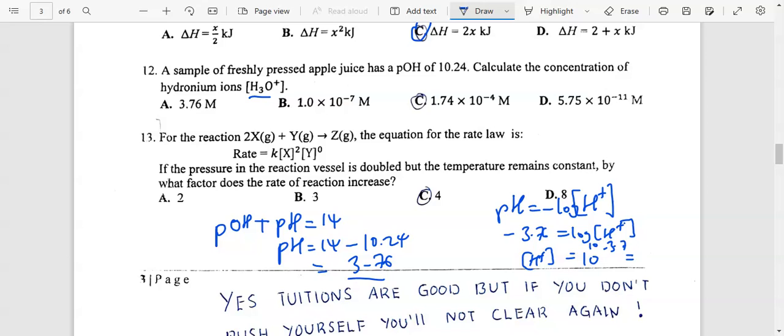So 10 to the power negative 3.76. That is going to give us about 0.00017. I left out a 6 here, so even here there's a 6. So this is going to be the concentration, which you can write in standard form. This is point moles 1, 2, 3, 4. So that is 1.7 times 10 to the power negative 4 molar. So that is the concentration, which is this one here, C.